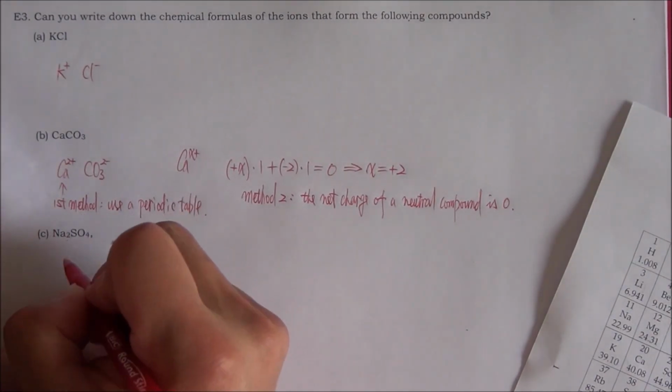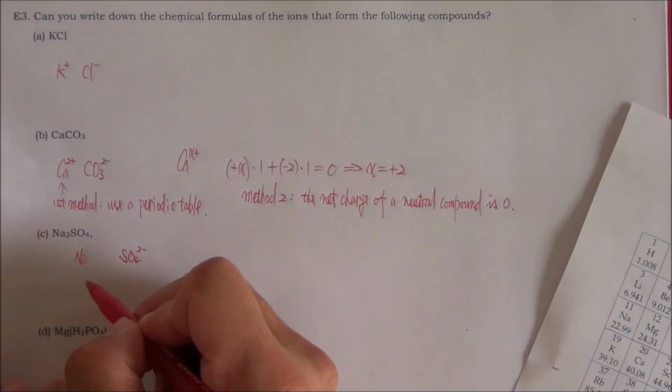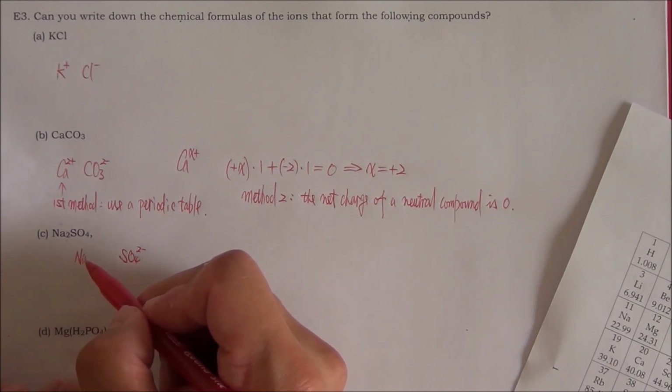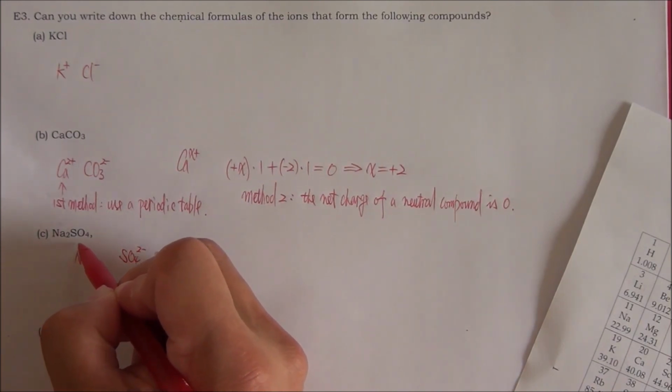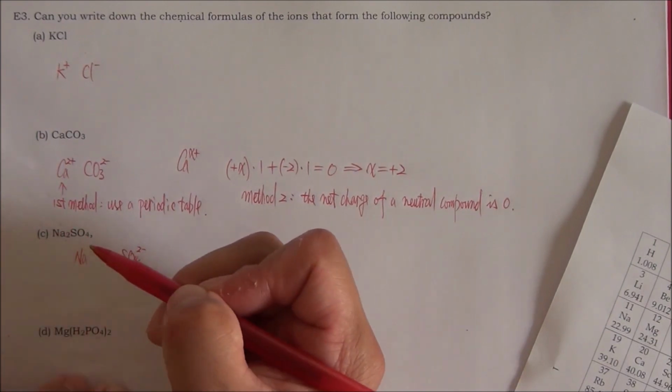You may ask me, Dr. H, is the cation Na with a charge or Na2 with a charge? Let me remind you, metal will not form a polyatomic ion with another metal or with itself. Therefore, the cation must be Na with a charge, not Na2 with a charge.